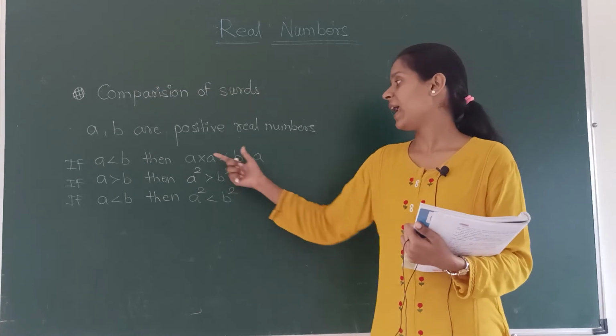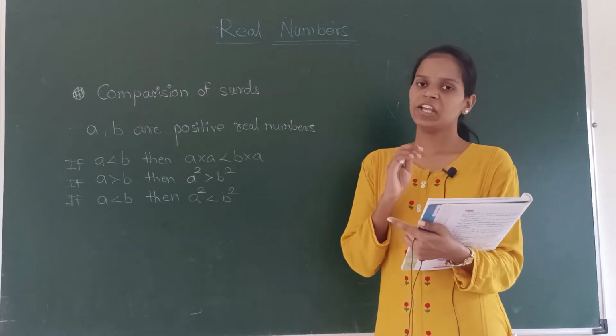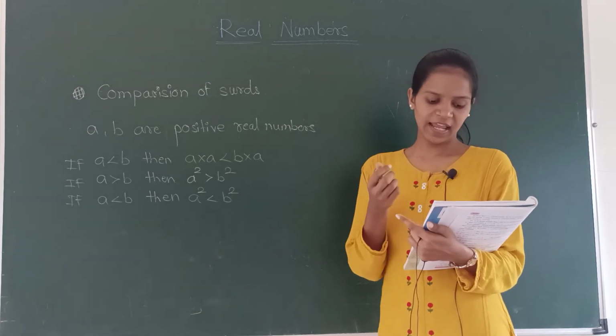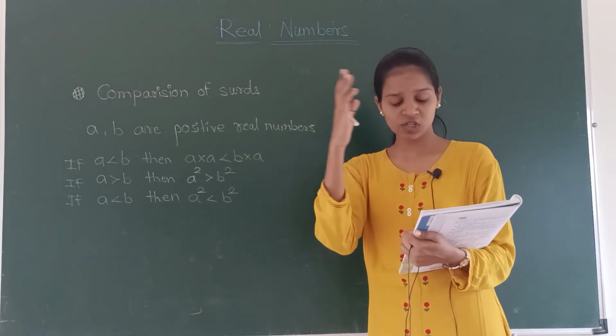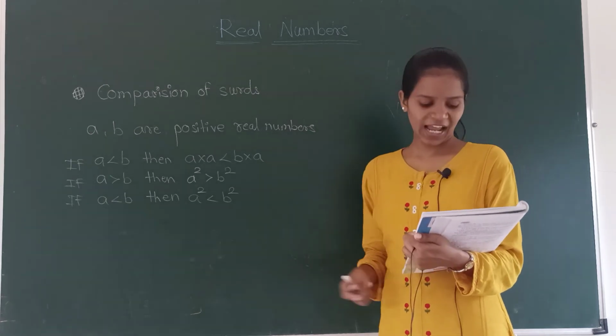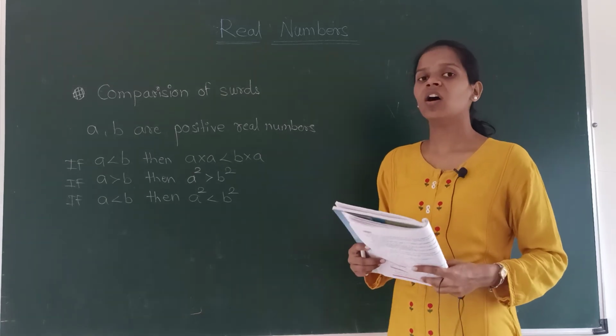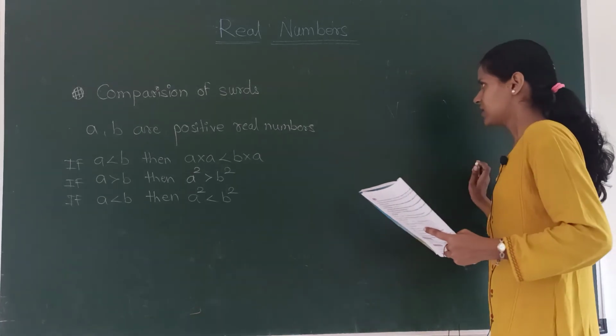Here A and B both are real numbers. If they are real numbers, then they are either rational numbers or surds. By using these properties, we can compare the surds. Now we will see the example for comparing the surds.